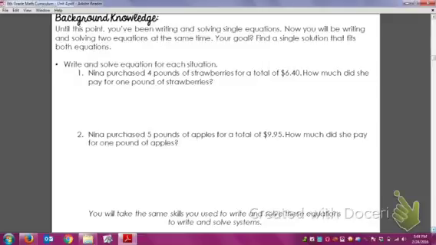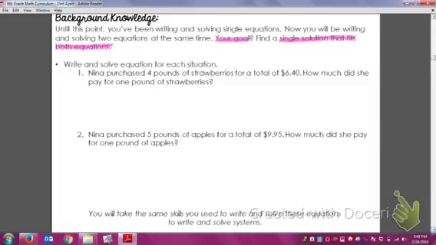All right, so come down here. Up to this point, it says you've been writing and solving single equations. So now we'll be writing and solving two equations at the same time. So our goal here, let's highlight this. It's pretty important. Our goal, don't mark it out. Sorry. Our goal is to find a single solution that fits both equations. Okay, so if I spend a certain amount of money, how much did I buy of two different things? Okay, so money and usually quantities.